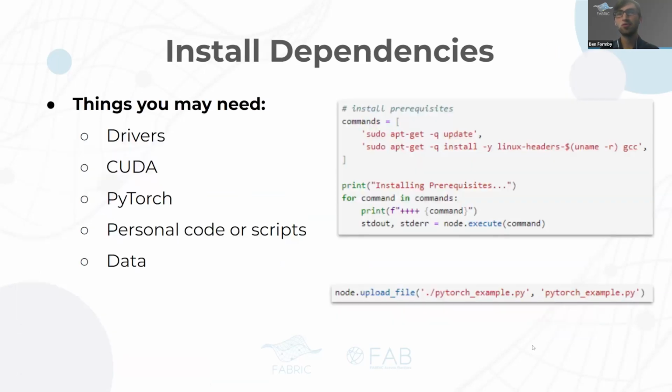And so next in the example, you're going to want to install all of the dependencies. And so again, that includes things like the drivers, CUDA, and PyTorch. There are 2 scripts in this example that you'll need to upload. And then there's no data in this example, but for your experiment, you may need to upload data. And so this is done as easily as having node.execute with whatever command. And so you can install all of your dependencies that way. And then for uploading scripts or data, you can use node.upload_file and upload files that way.